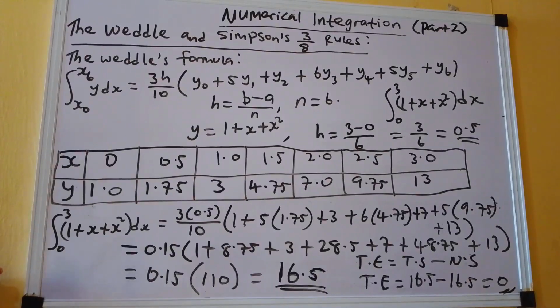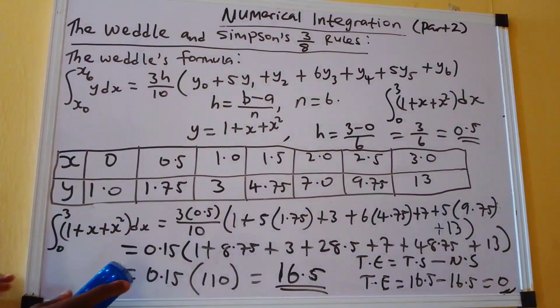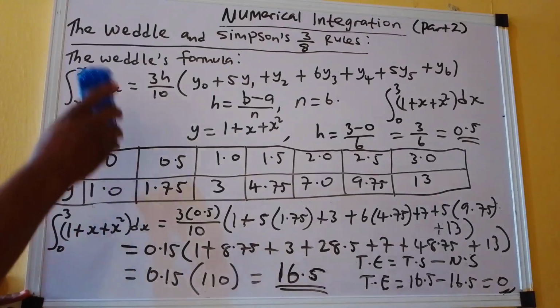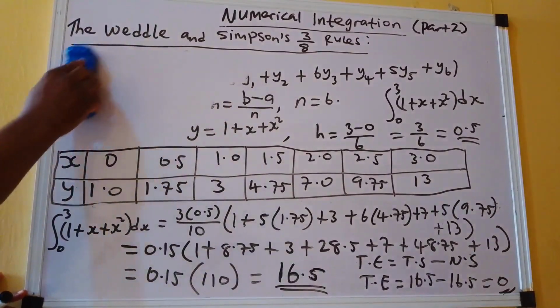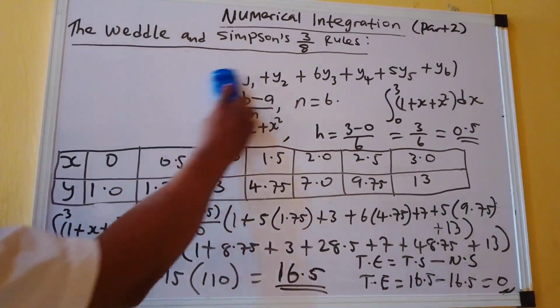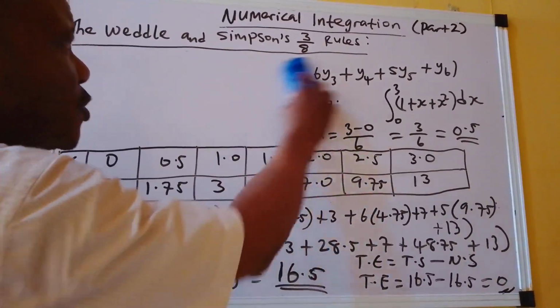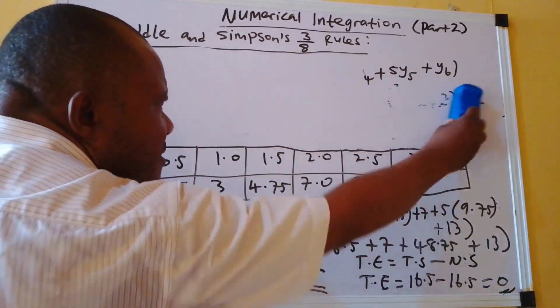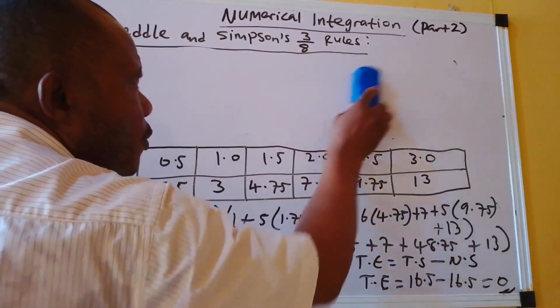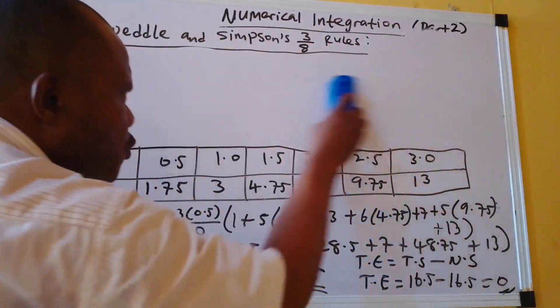Now, permit me to go to the Simpson's 3/8 rule. We are still going to use this table. So permit me to clean off this Weddle's formula. We are still going to use this same problem. We are going to solve this same problem using the Simpson's 3/8 rule. That is what we want to do now.